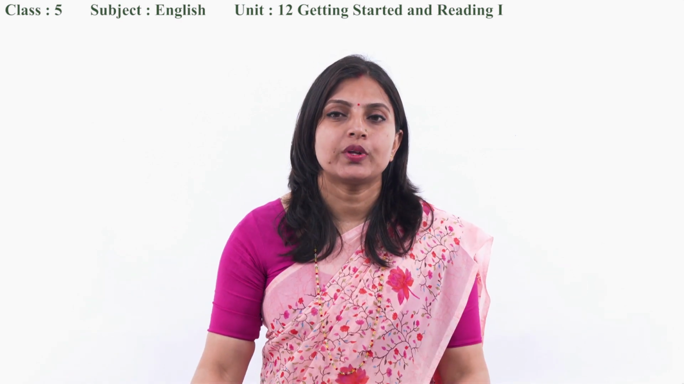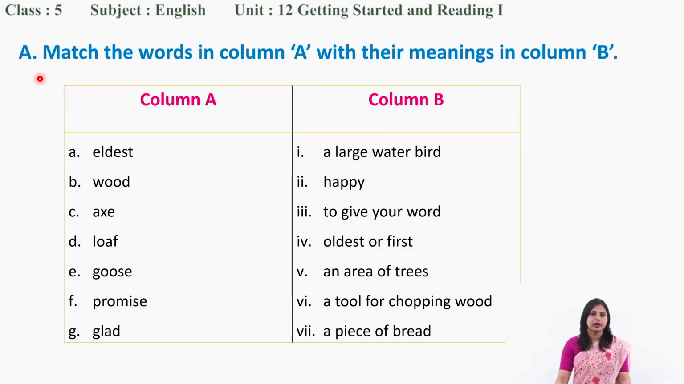Now let's move to the exercises. Here in number A, you have been told, match the words in column A with their meanings in column B. Here in column A, you have been given some words, and in column B, there are the meanings of these words. Now, match it quickly and then we shall see the answer. Come on.